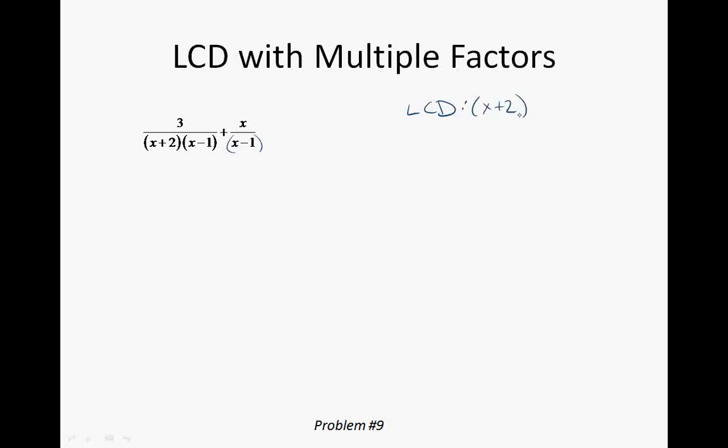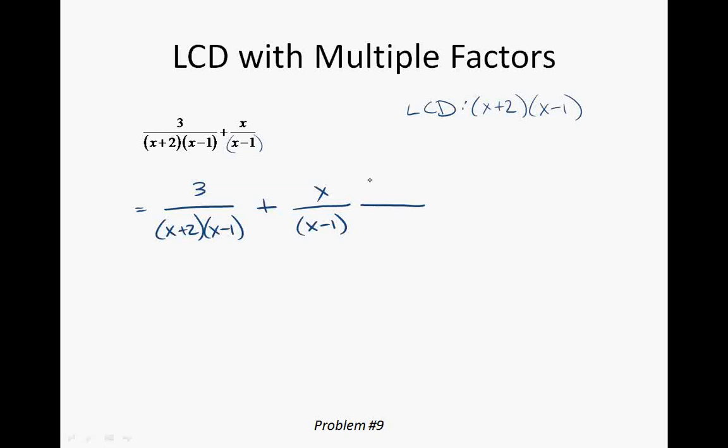And then since both denominators have one x minus 1, I only need one x minus 1. I don't need to multiply a second x minus 1 in there. In fact, if you do it, it just gets really messy. So leave it as x plus 2 times x minus 1. And also, if you do that, then you don't need to change the first fraction. Only the second one, because its denominator is just x minus 1.